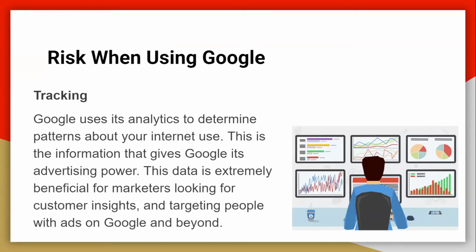For example, if you look at a lot of websites with dog products or something like that, it'll recommend ads for dog products, pet products, etc. This data is extremely beneficial for marketers looking for customer insights and targeting people with ads on Google and beyond.